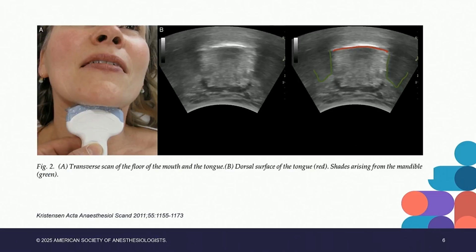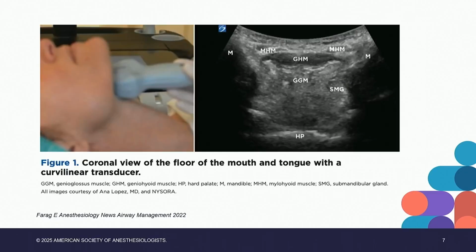Now you can see the curved probe in the coronal plane. I can identify the tongue here and the hard palate, and here you can see the mylohyoid muscle and the geniohyoid muscle, the genioglossus muscle, and the submandibular gland. If you put the Doppler here, you can identify the two lingual arteries. And here the mandible, and this is the hard palate.